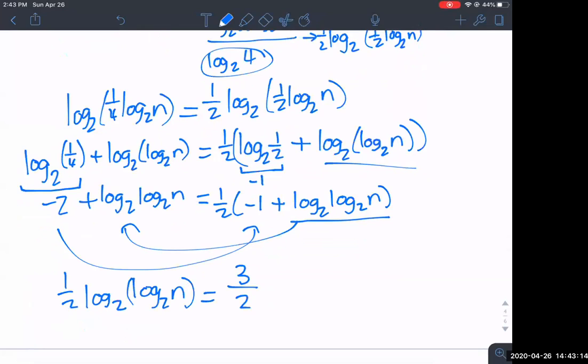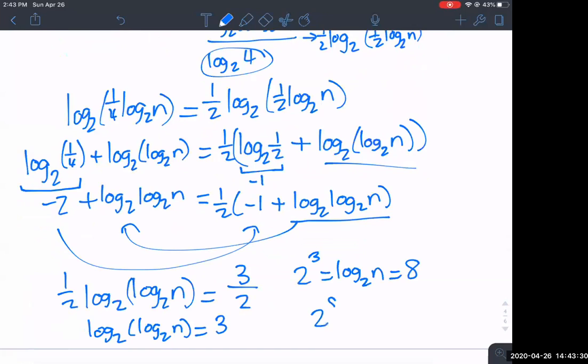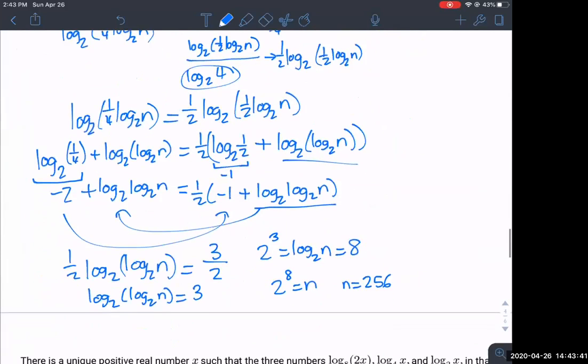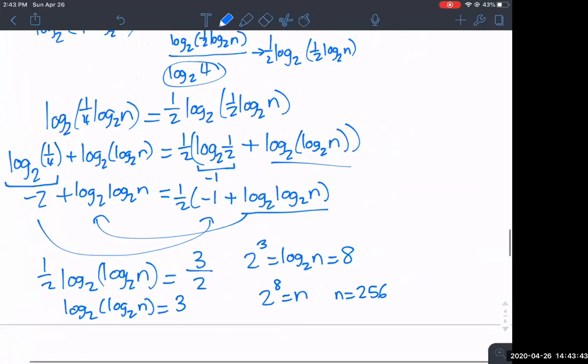Now we can multiply both sides by 2 to get log 2 of log 2 n is equal to 3. So 2 to the power of 3 is equal to log 2 n. So that's equal to 8. Then we have 2 to the 8 is equal to n. So n is just equal to 256. Our original question was asking for the sum of the digits of n. That's just 2 plus 5 plus 6. That turns into 13.